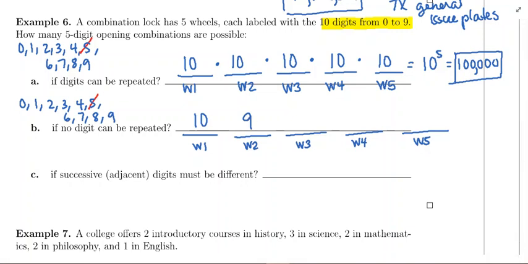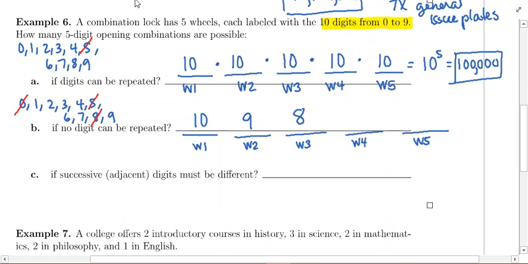Let's say for the second wheel, I'm making this up, I chose 8. So now I can't use the 8 again. For the third wheel, how many options are available? Well, I can pick from the remaining 8 digits. Let's say for wheel number 3, I chose a 0. I'm going to scratch that out.